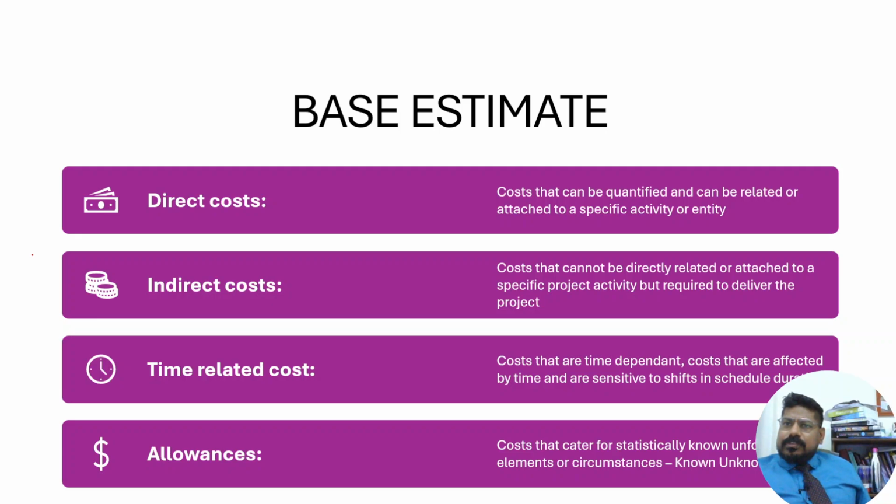Indirect cost is cost that cannot be directly related or attached to a specific project activity but is required to deliver the project. For example, the electricity of the shop, your photocopy machines, your coffee machines, etc. Time related costs are time dependent, affected by time and sensitive to shifts in schedule durations. Last is allowances: costs that cater for statistically known unforeseen elements or circumstances, which are known unknowns.